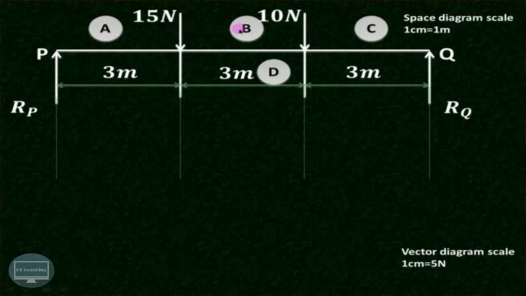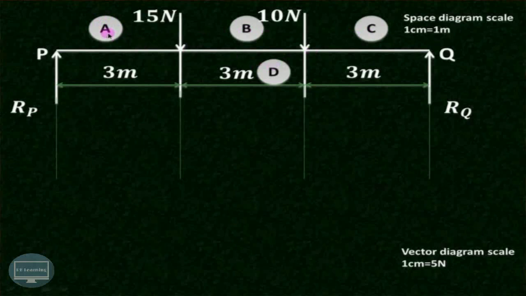The space between these particular forces is given some notations, correct? And these notations are known as Bow's notation. So suppose this space has the name A, this space has name B, this is the name C, and this is the name D.